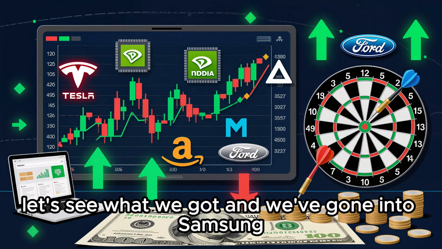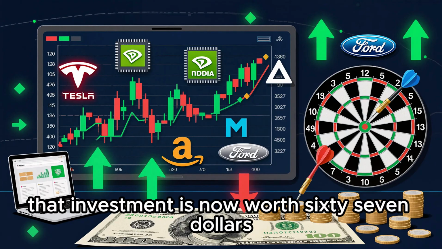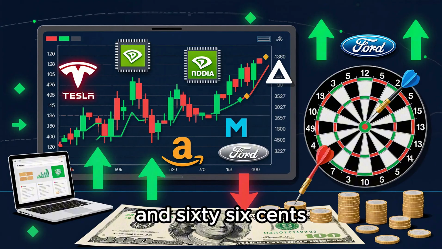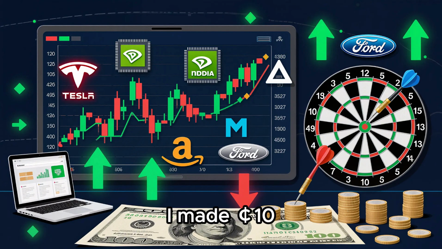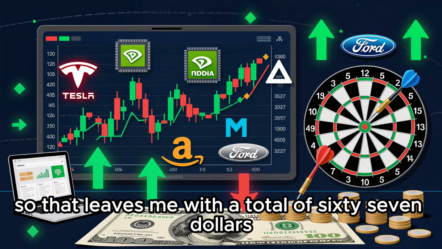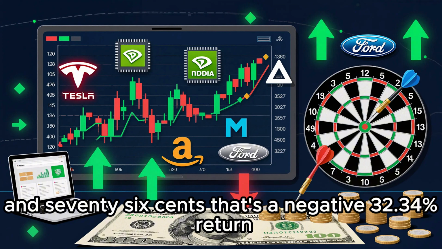And we've gone into Samsung. That investment is now worth $67.66, but don't forget my dividends. Over the 4 years, I made 10 cents. So that leaves me with a total of $67.76. That's a negative 32.3% return.